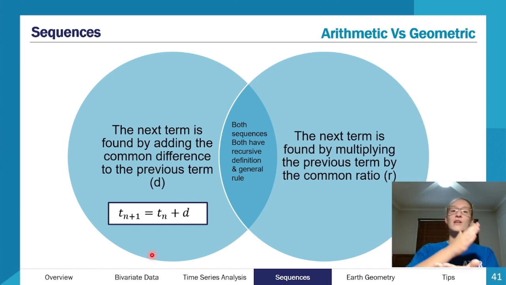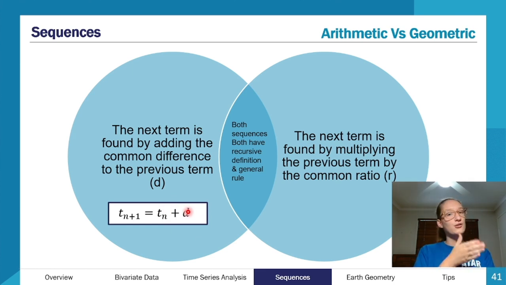We take term 1, we apply the rule, find term 2. Then we find term 3, 4, and so on. So we have Tn+1 = Tn + D. So this is a recursive definition of an arithmetic sequence. What we're saying here is Tn+1, the next term, is equal to Tn, the term we're talking about, plus the common difference. So this is our rule. This is what we're applying every single time.